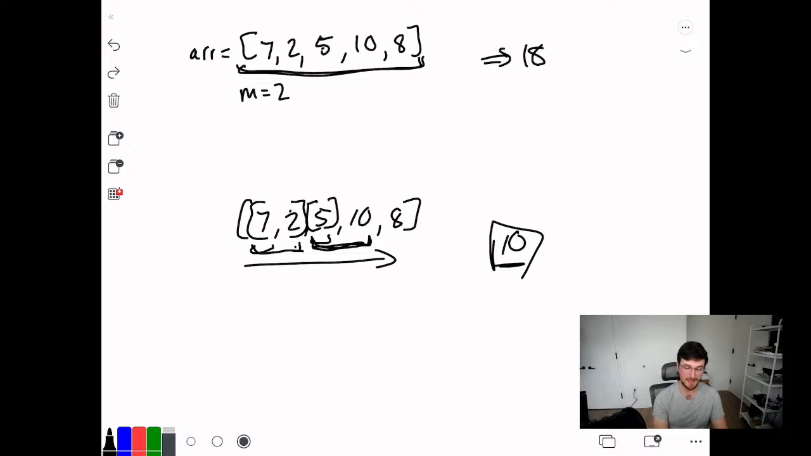And now what I see is that I still have values left that I need to break into those 2 subarrays, but the sum would have to be greater than 10, right?